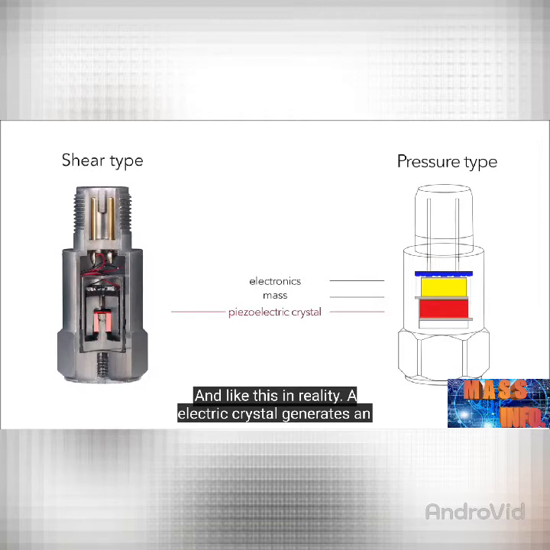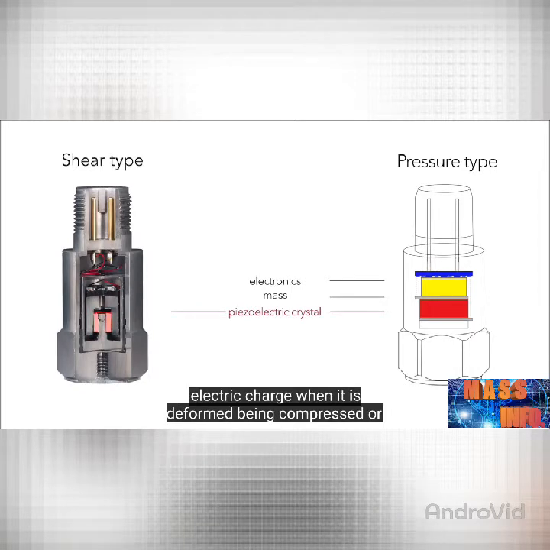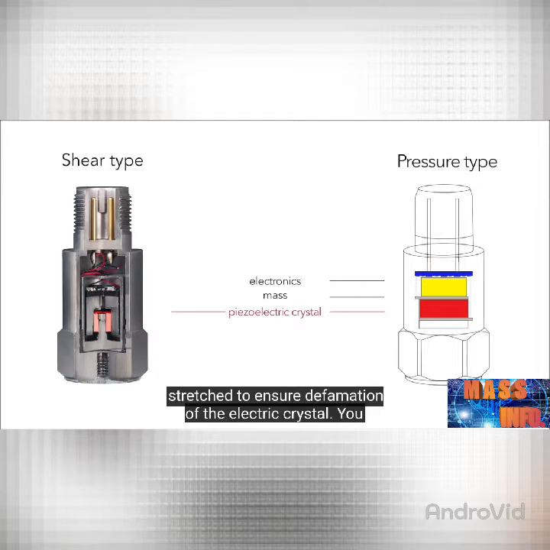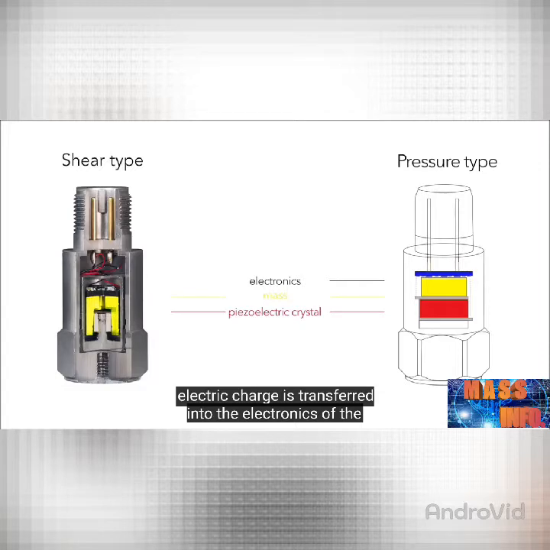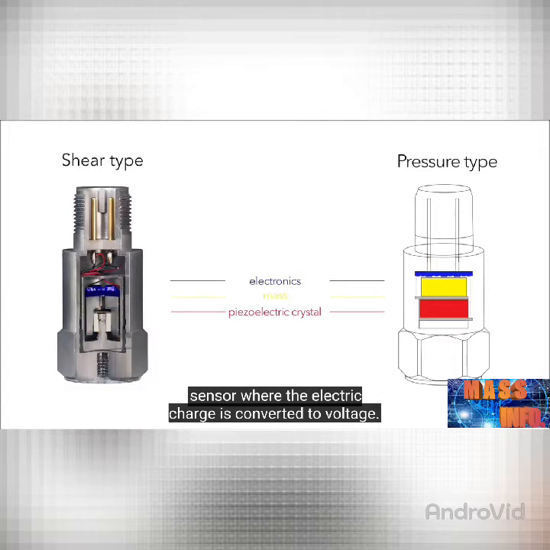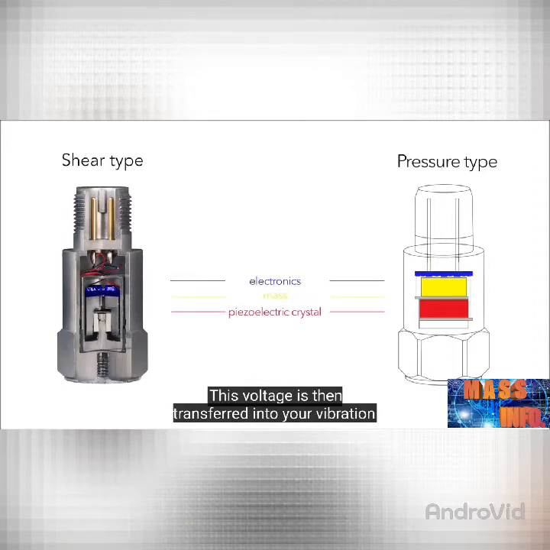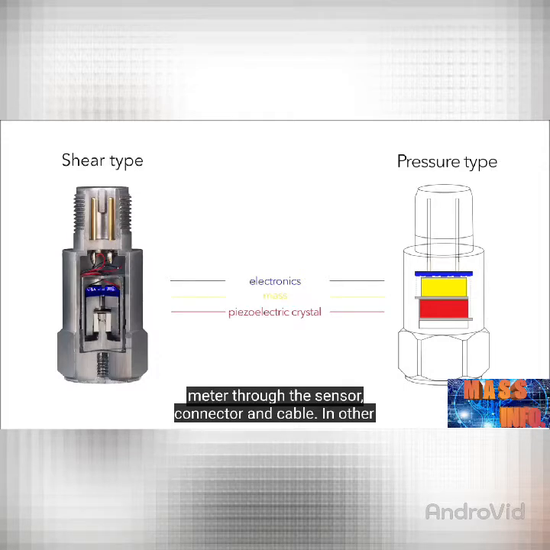A piezoelectric crystal generates an electric charge when it is deformed, meaning compressed or stretched. To ensure deformation of the piezoelectric crystal, you can see that there is some preloaded mass on it. The electric charge is transferred into the electronics of the sensor, where the electric charge is converted to voltage. This voltage is then transferred into your vibration meter through the sensor connector and cable.